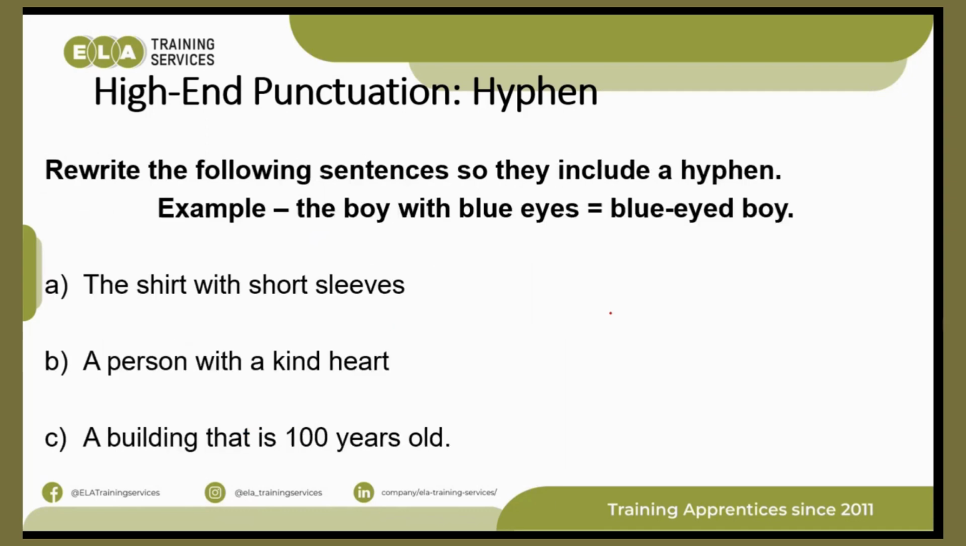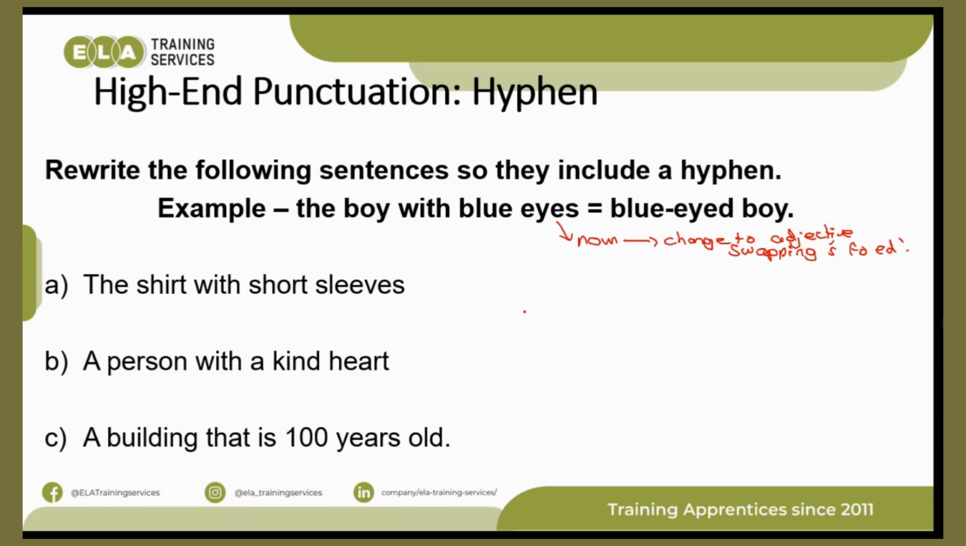So, for example, I want you to have a look at the sentence as follows. The boy with blue eyes. So what we do to change this into a hyphenated adjective or a compound adjective: eyes, as you know, is a noun. We then change it to an adjective by swapping the S for an ED. So it becomes blue-eyed. Instead of blue eyes, it becomes a blue-eyed boy.